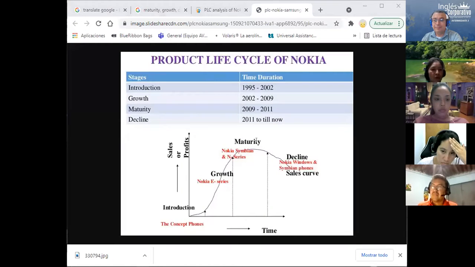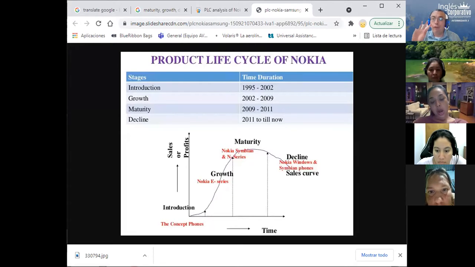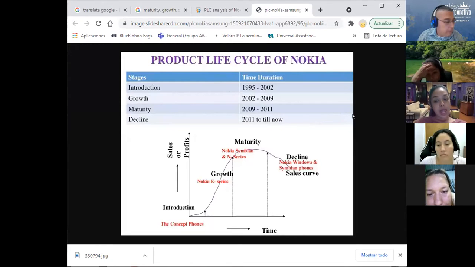We have all the stages. Excellent. Okay, sorry to interrupt you, everyone. But when you send this to the WhatsApp group, you're going to put everyone's name and you are group number four. Group number four, okay? Excellent. Very good. You have about maybe 5 minutes. Okay? Thank you. All right.